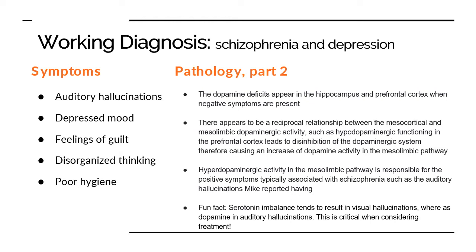For example, hypodopaminergic function in the prefrontal cortex leads to the disinhibition or the acceleration of the dopaminergic system, therefore causing an increase of dopamine activity in the mesolimbic pathway. This leads to the positive symptoms we see in schizophrenia, like the auditory signals. Fun fact, serotonin imbalances tend to result in visual hallucinations, whereas dopamine causes auditory hallucinations. This is critical when considering treatment.